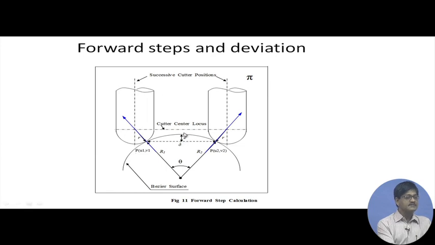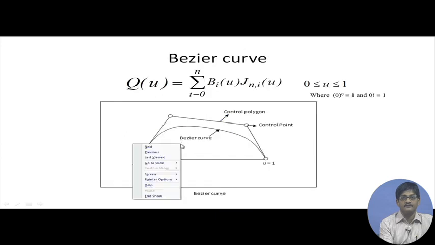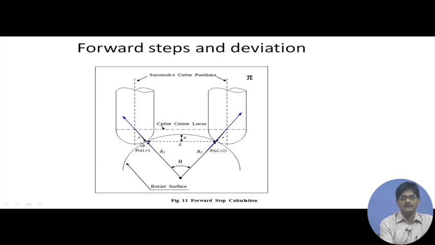This we try to equate to a value called form tolerance. Suppose we can tolerate a maximum deviation of 50 microns from the designed surface. So, we will equate this to 50 microns, and that way ultimately calculate what should be this particular forward step length. So, we will do this calculation in more detail in our subsequent lectures.